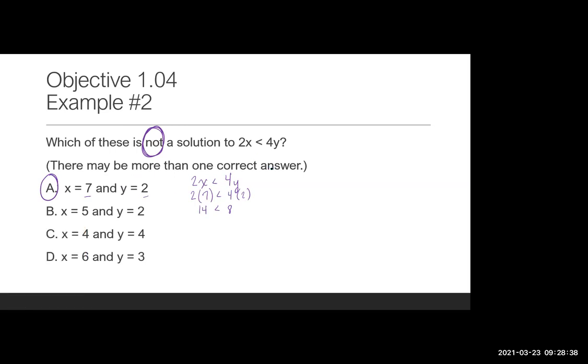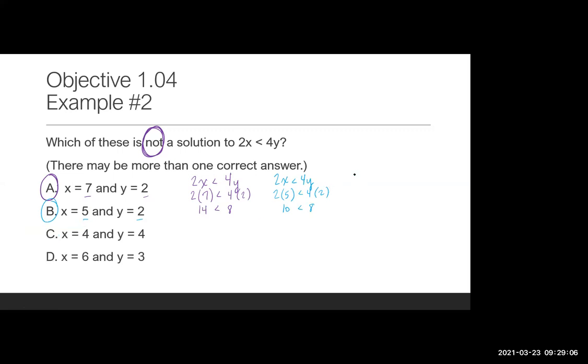Okay, let's do B. I've got 2x is less than 4y, and I've got that x is 5 and y is 2. So we'll put in 5 for x and 2 for y. Okay. So 2 times 5 is 10, and 4 times 2 is 8. 10 is less than 8. That is not true either. So I know B is not a solution either.